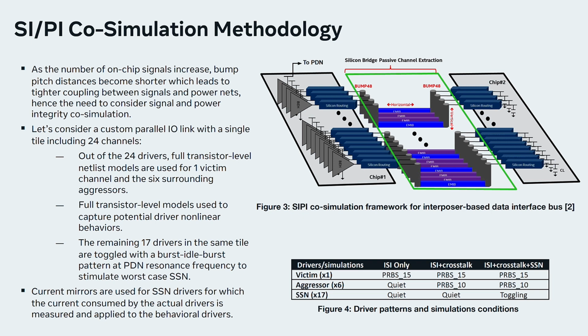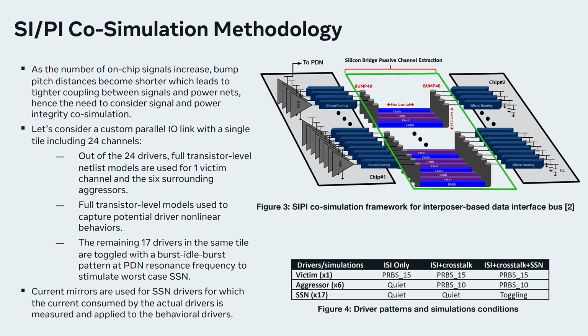These are the current mirrors that you already measured and scaled in the actual simulations. And now you're putting them in and toggling them in order to, in this case, excite the worst case PDN. And usually the worst case PDN that you want to excite is a burst, idle burst pattern.